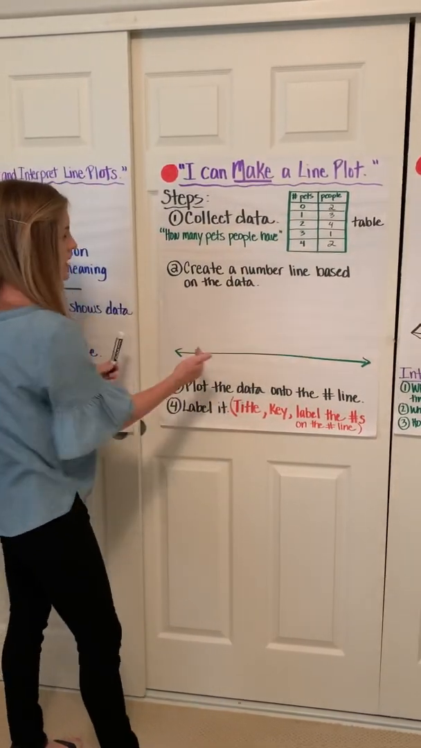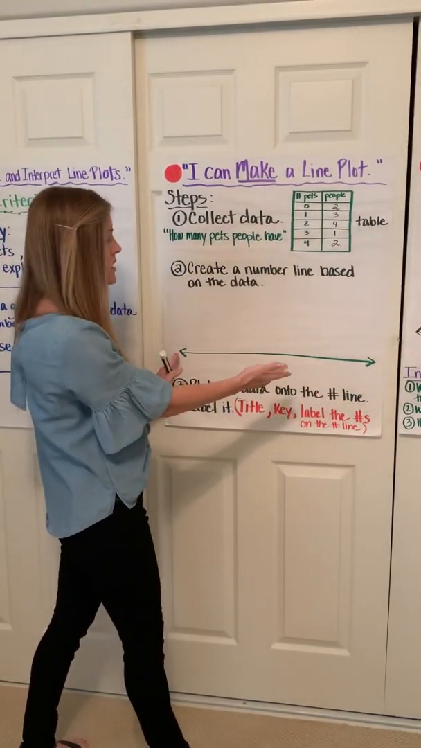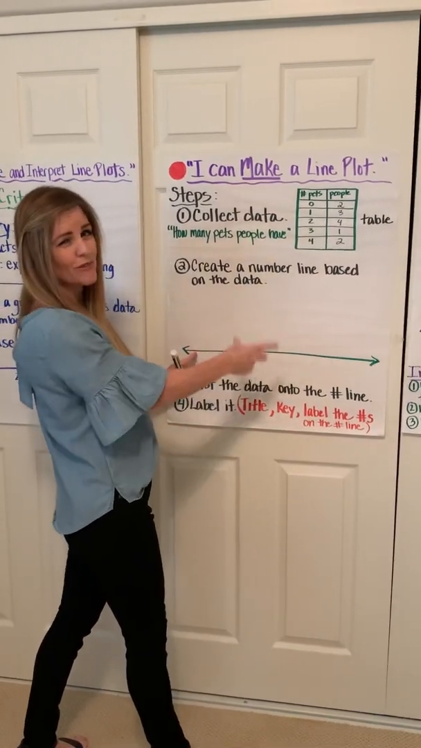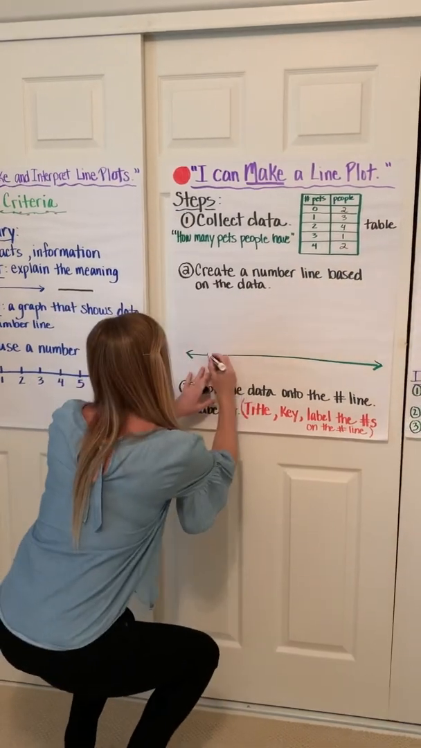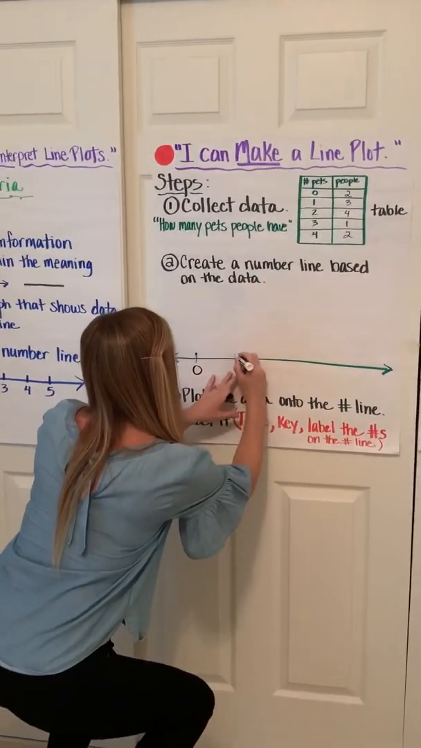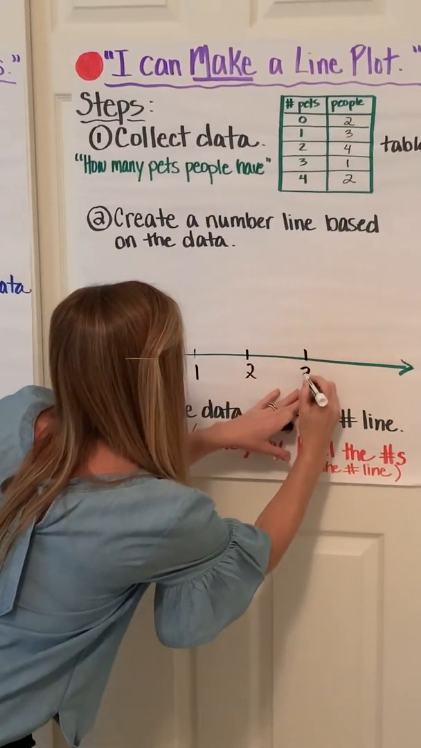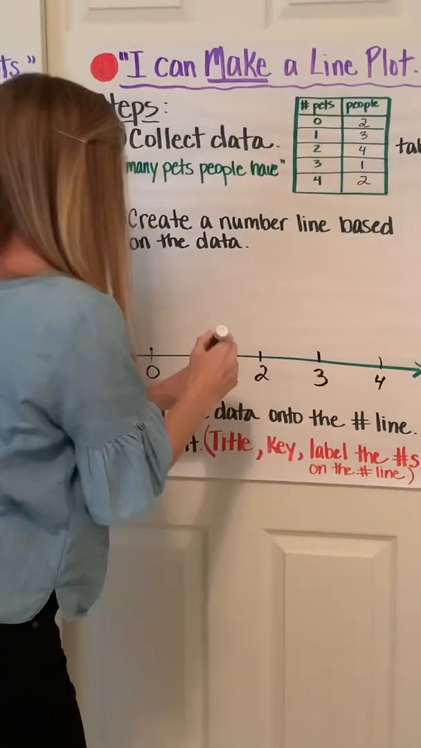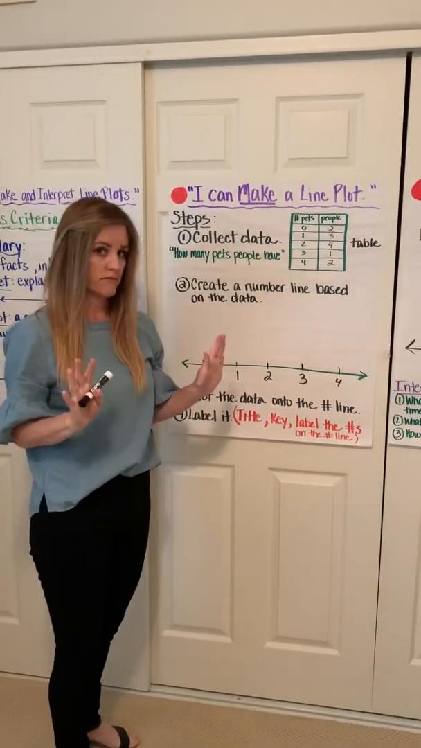So now I have to create my number line. I draw my line with arrows on both sides, and I know I'm going to be counting by ones, 0 up to 4. I'm going to do the best I can to try to make them equal distance apart. We'll see how that goes. So we'll start off with 0, 1, 2, 3, 4. All right, I did the best I could. They might not be perfect, but it's good enough for now.